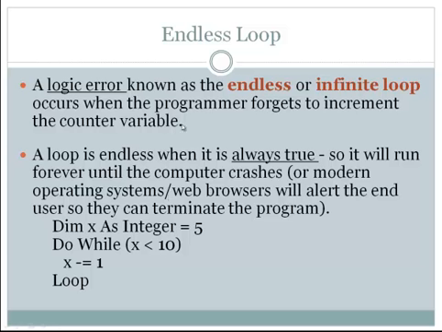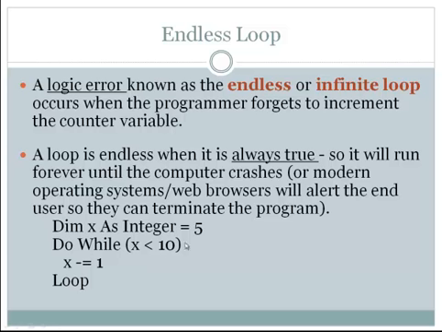Now, one of the things that you want to be very careful about is to make sure that you don't cause a logic error that's known as an endless or an infinite loop. This occurs when the programmer forgets to increment the counter variable. So what happens is the loop is always true. So down here at the bottom where I have x is equal to 5, do while x is less than 10. Well, here, instead of forgetting to increment my x, what I've done is I have an x minus equals 1.